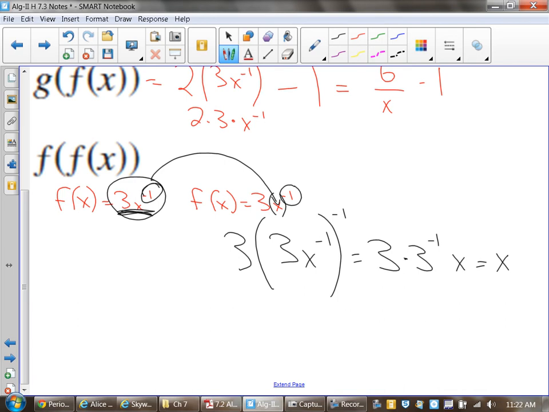No. x doesn't equal x here. f of x equals x. Does that work, which makes no sense? So basically it's saying 1 equals x. Not necessarily.